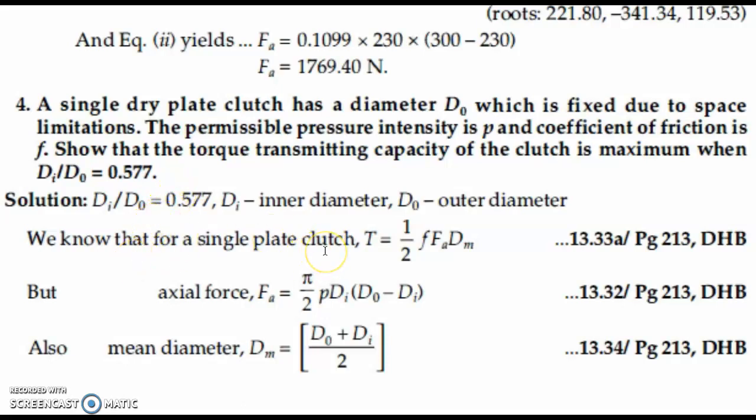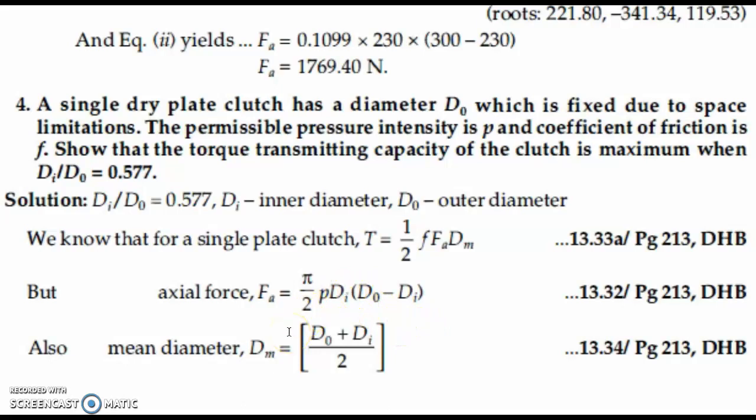We know that this is a general question and the theory is not explained. So we can take the general as a uniform wear theory. In uniform wear theory, T is equal to half into mu into FAW into dm. That equation is in our data book, page number 258, equation number 13.9E. Then again the axial load, what is FAW? FAW is equal to half into pi into P max into dI into dO minus dI. That equation is also in our data book, page number 258, equation number 13.90.